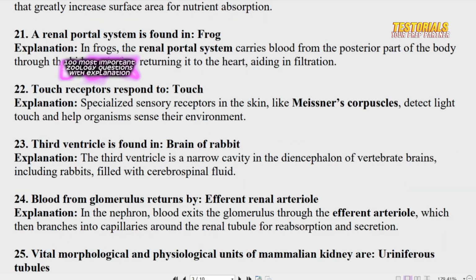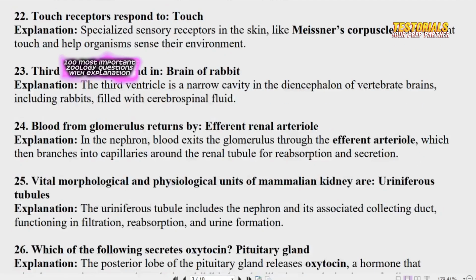22. Touch receptors respond to touch. Explanation: Specialized sensory receptors in the skin, like Meissner's corpuscles, detect light touch and help organisms sense their environment. 23. Third ventricle is found in brain of rabbit. Explanation: The third ventricle is a narrow cavity in the diencephalon of vertebrate brains, including rabbits, filled with cerebrospinal fluid.